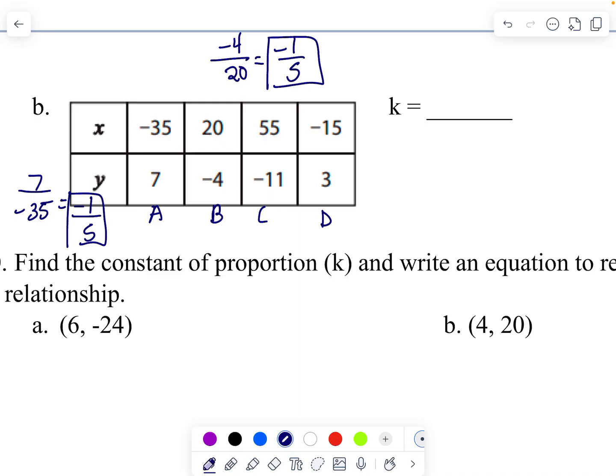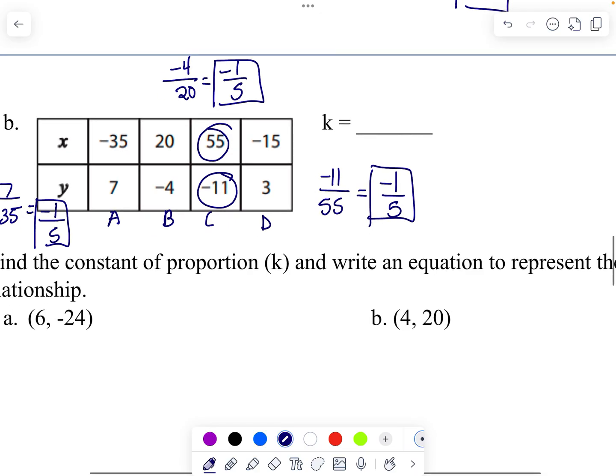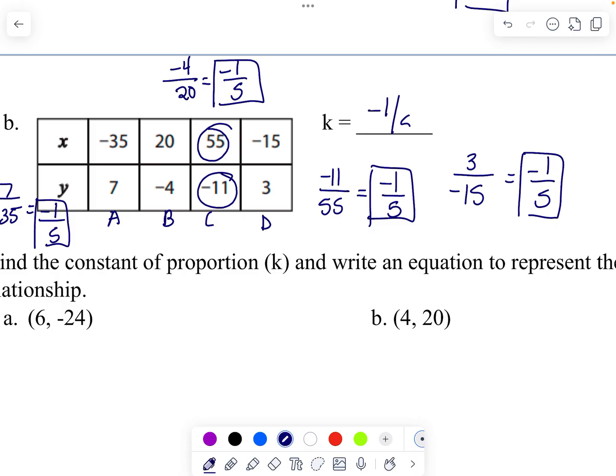Next one, I'm going to move to C. I'm going to put a negative 11 on top. That's my y. 55 on my bottom. And that's going to give me, once again, negative 1 over 5. And we're going to check the last one. 3 on top, negative 15 on the bottom. And that's going to simplify to negative 1 over 5. So this did have a k of negative 1 over 5. So this was a yes.